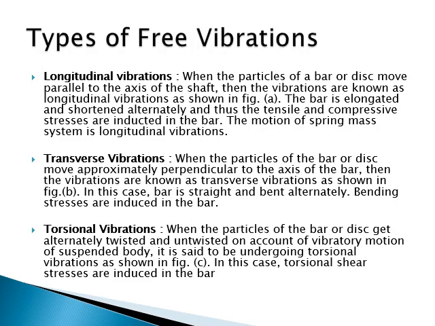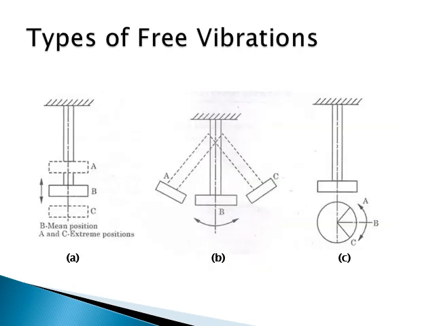Third one is torsional vibration, when the particles of the bar or disc get alternate twisting and untwisting on account of the vibrating motion of the suspended body. It is called torsional vibration, and torsional stresses are produced due to it. So in longitudinal vibration, compressive and tensile stresses are produced; in transverse vibration, bending stresses; in torsional vibration, due to twisting, torsional stresses are produced.